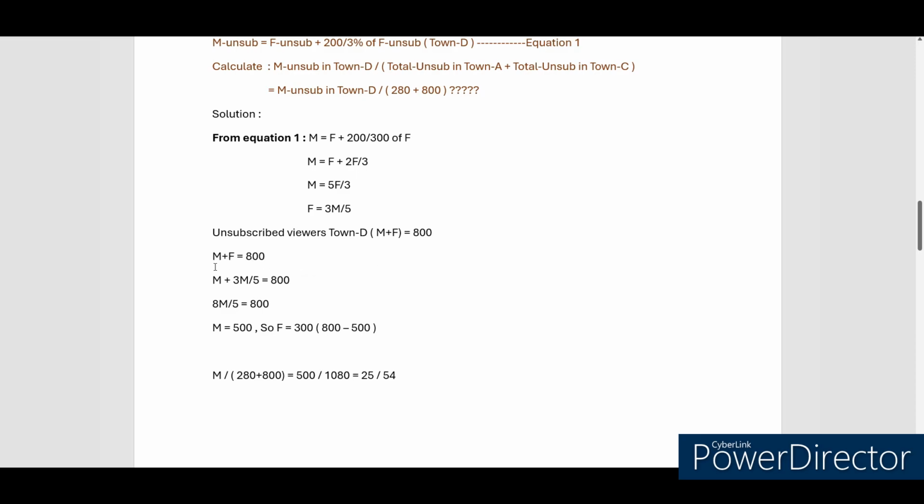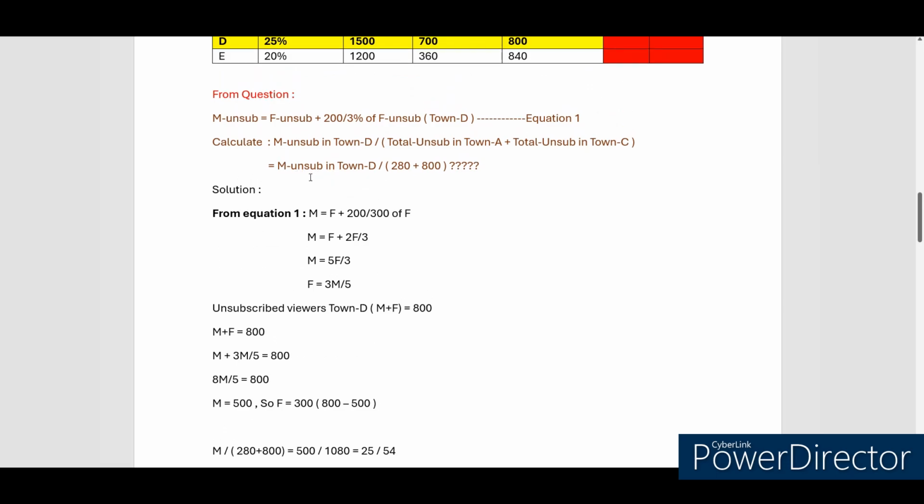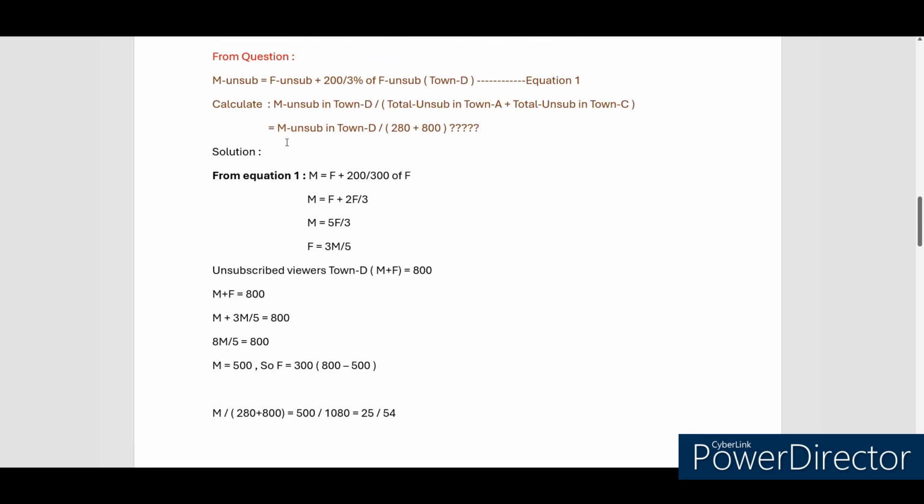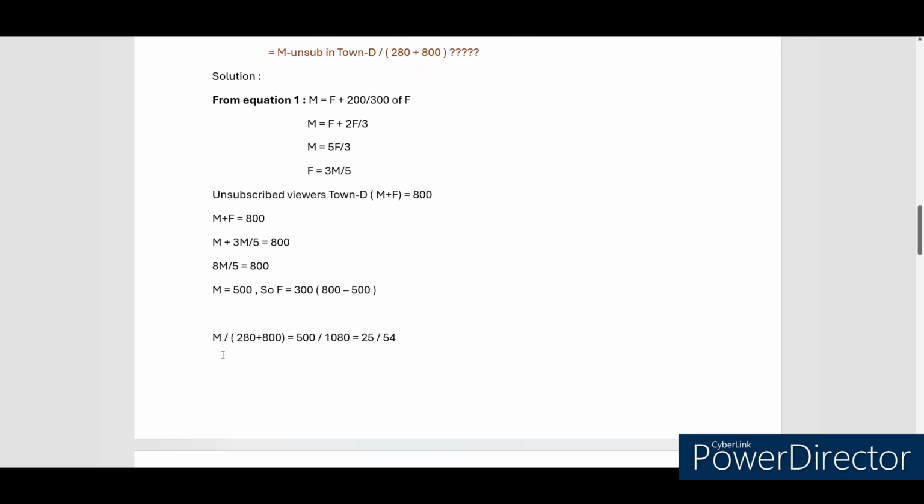If you solve this equation in terms of male unsubscribed, because they're asking you to calculate in the numerator male unsubscribed in town D, we will find this answer in terms of male unsubscribed, that is M. If you solve, M will be equal to 500. M plus F is 800, so F will be 800 minus 500. Now coming to the final calculation, in the numerator, M should be 500 divided by the denominator. We already know directly from the table, right? Total unsubscribed in town A and town C, that is 1080. So if you calculate, the answer is 25 by 54. I hope it's very clear.